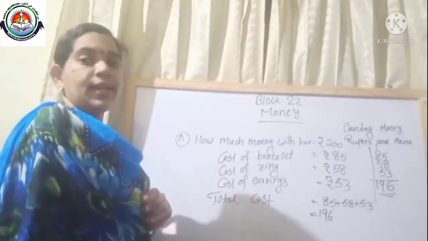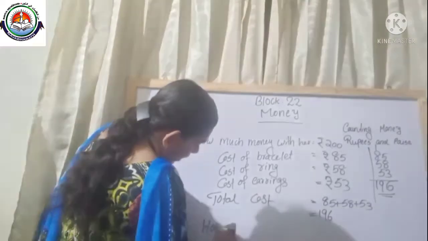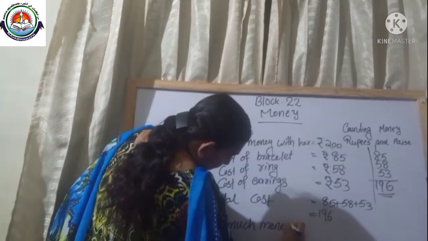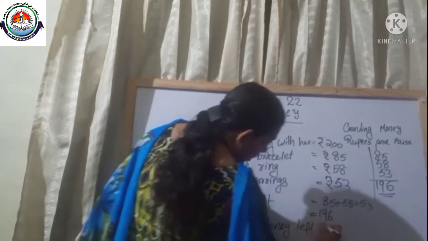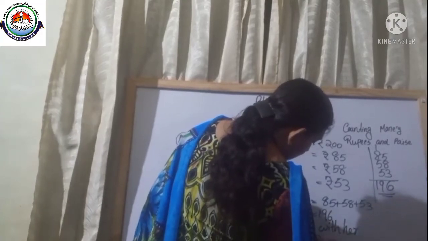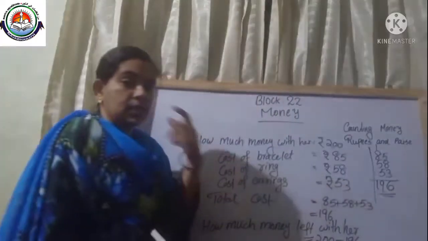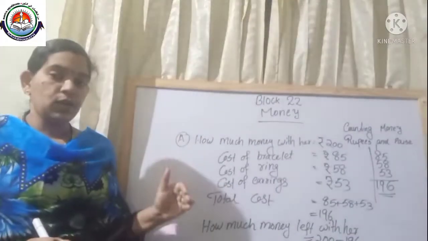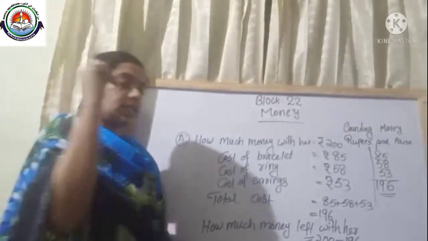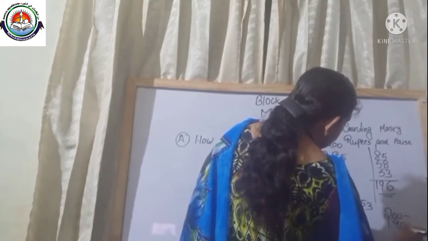She spent 196 rupees. Then how much money is left with her? How do you get it? She already has 200 rupees, and from that 200 rupees she spent 196. Then what is the remaining? Subtraction is there. So 200 minus 196.